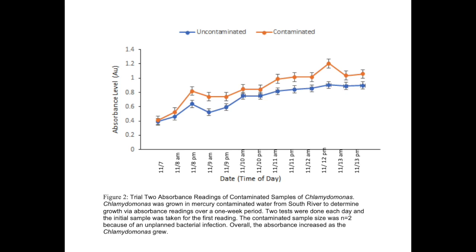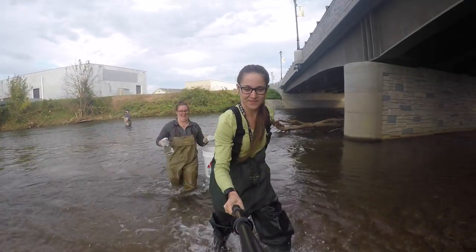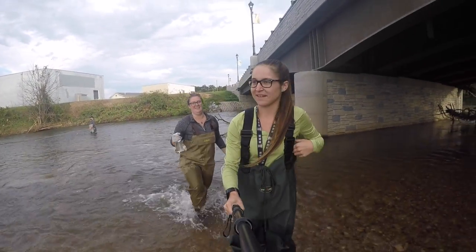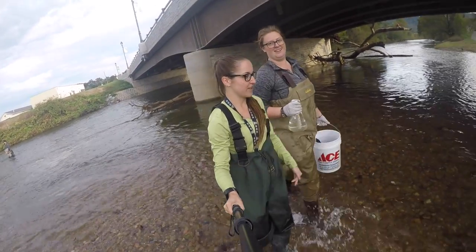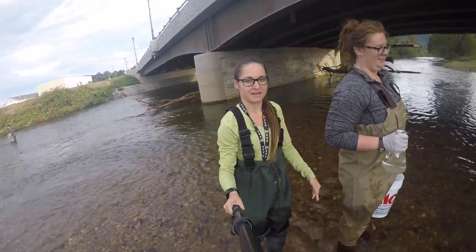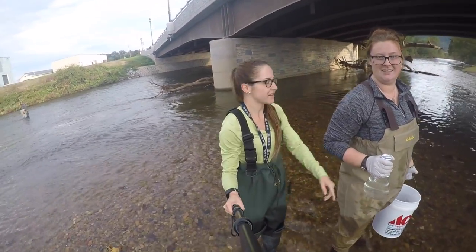The sample size was n equals 3 for all samples except in Trial 3, where n equals 2 due to a bacterial infection of one of the contaminated samples. In this case, algal growth was negatively impacted by mercury exposure in Trial 1, as predicted in our hypothesis, ultimately resulting in a smaller prey population as well as the transfer of contaminants to higher trophic levels.